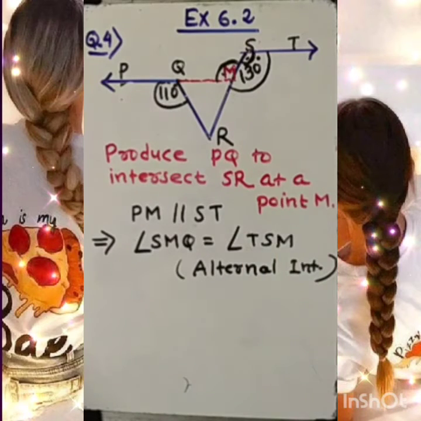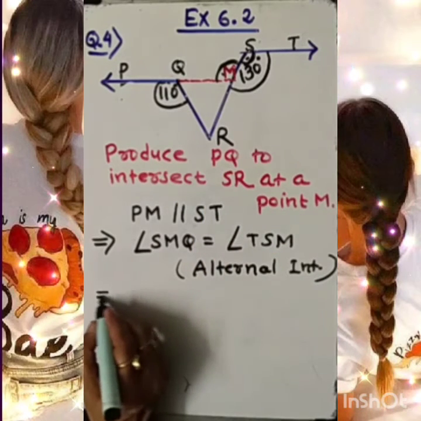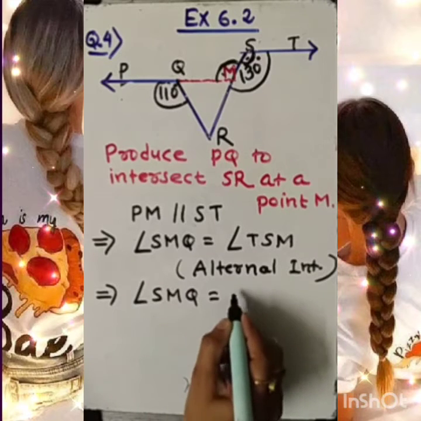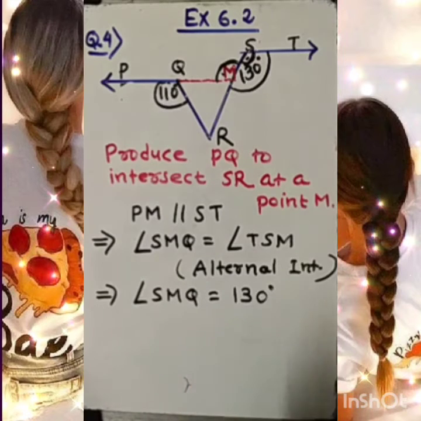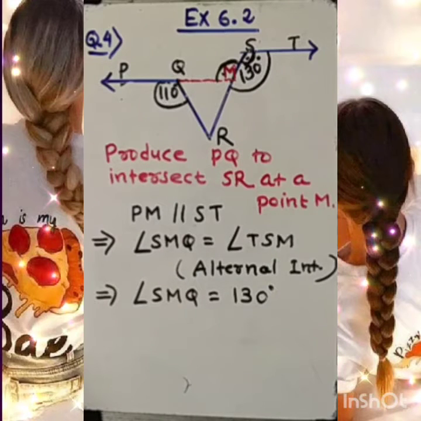Now, one of the values is already given. This angle is 130. So what is the value of SMQ? That will also be 130. This is 130. So this will be 130. As we know, alternate interior angles are always equal.